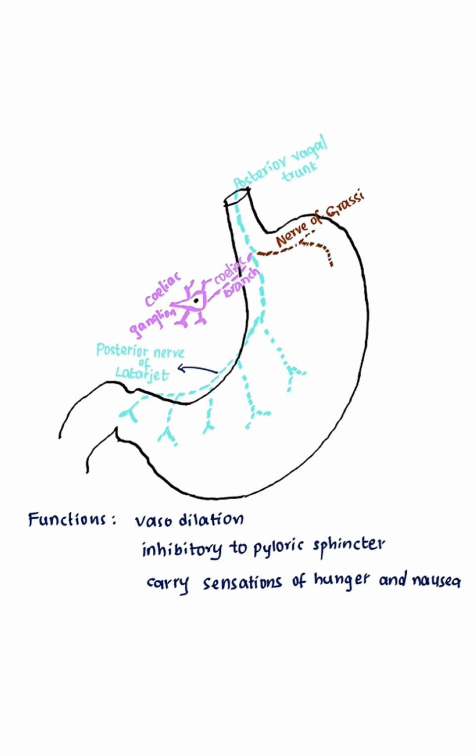It supplies the gastric fundus. Functions of parasympathetic supply: vasodilation, inhibitory to pyloric sphincter, motor to gastric musculature, and carry sensations of hunger and nausea. Let us now revise the stomach.